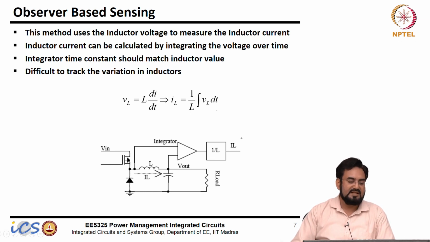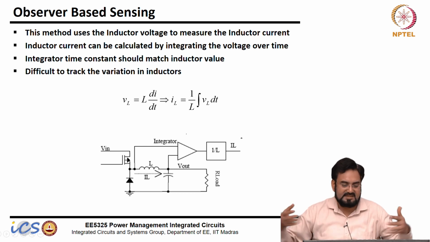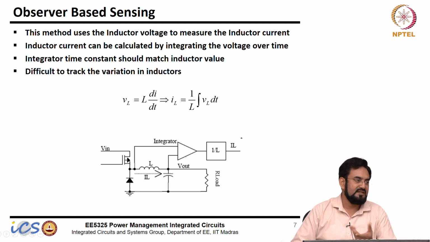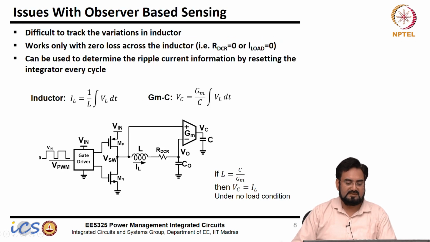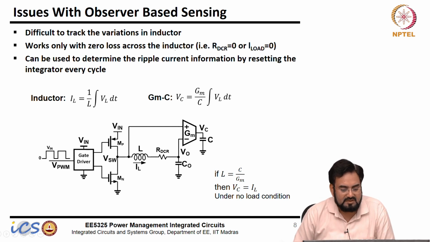So, which means you can get the peak current, the ripple current, but DC current is very difficult because your integrator will saturate. So, this is another one, GMC is the same thing actually. So, if you want to implement with the GMC, and we talked about this in hysteretic converter, if you remember. So, this will not work if you have a loss under load condition, because your integrator will saturate. So, you can get the ripple information under zero load, but the moment you apply a load, you will lose all the information. Okay. So, that is why I am saying here works only with the zero loss across the inductor.